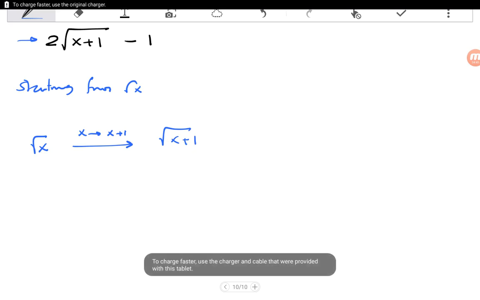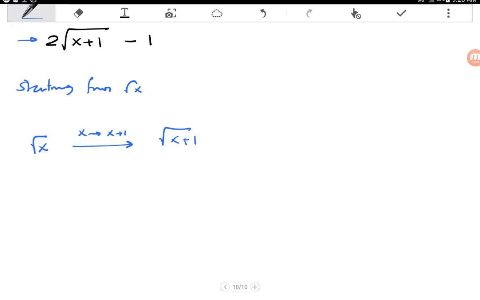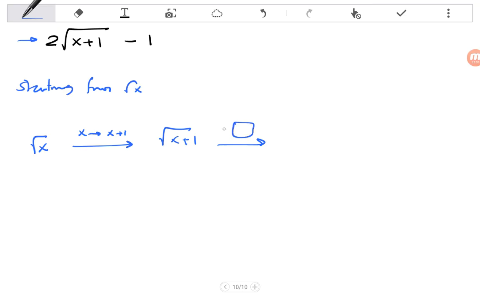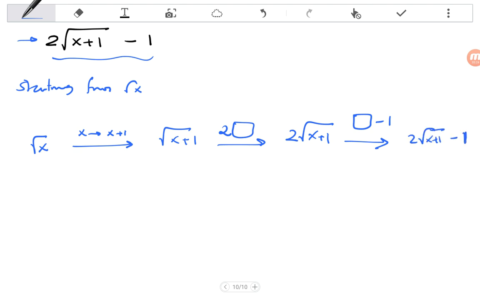This form is just closer to the targeted form. Okay. What another transformation would make me closer to this function? We would take the whole function and make it times 2. So that will be 2 root x plus 1. Still, we need another transformation to make it like this form. What transformation would I need? The whole function, but minus 1. So that will be 2 root x plus 1, all minus 1.